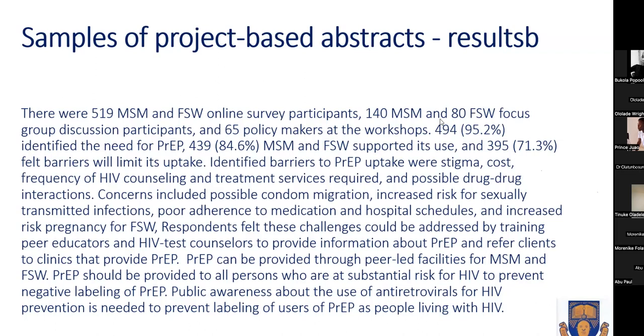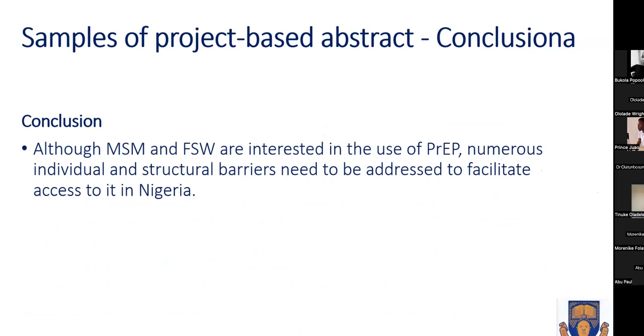Very good. So now the conclusion. This person concludes, although MSM and female sex workers are interested in the use of PrEP, numerous individual and structural barriers need to be addressed to facilitate access to PrEP. How does this answer his objective? It's making a statement, but is it answering his objective?